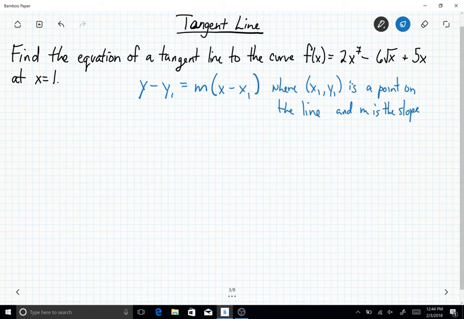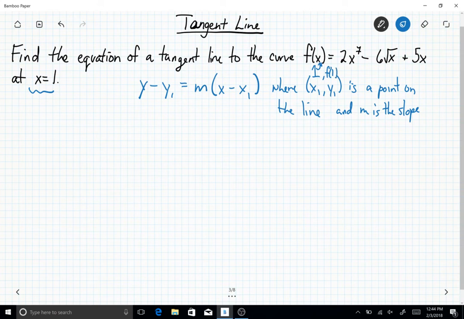Well, there's some nice relationships here. We're at x equals 1. So what that tells us is we have 1 going in as the x value. How do we get the y? Well, we plug in 1 for that x. So it'd be 1 comma f of 1, which we can figure out soon enough.